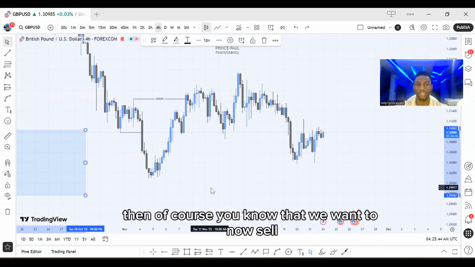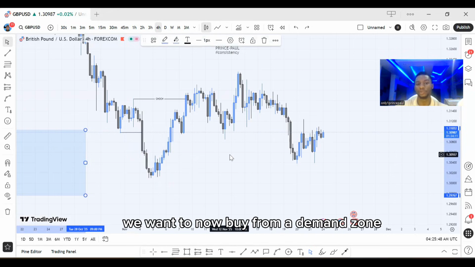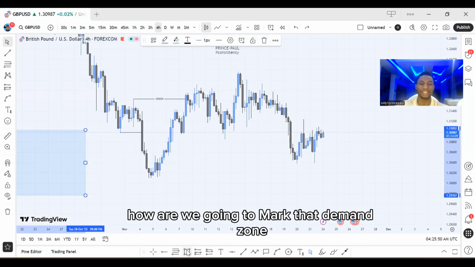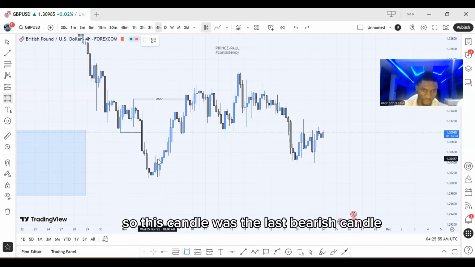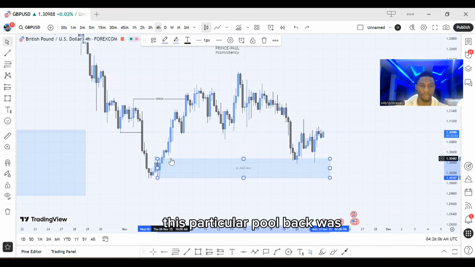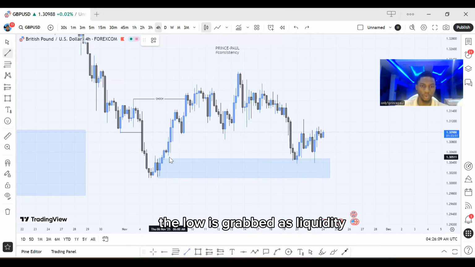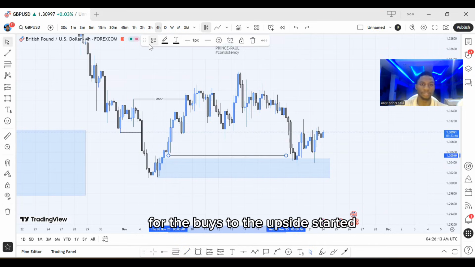Then, of course, you know that we now want to buy from a demand zone. How are we going to mark that demand zone? The last bearish candle before the bullish move to the upside. So this candle was the last bearish candle before the bullish move to the upside. And you can see price came and mitigated it, right? It took out this low as liquidity. This particular pullback was the low it grabbed as liquidity before the buys to the upside started. So this is going to be a liquidity.